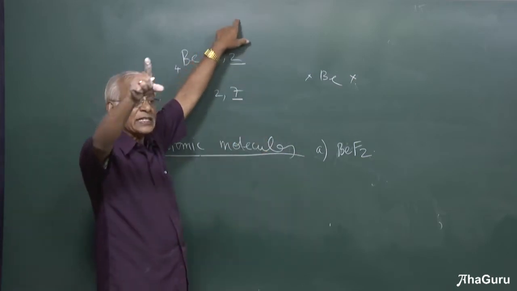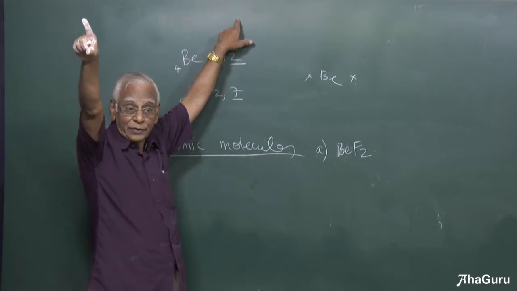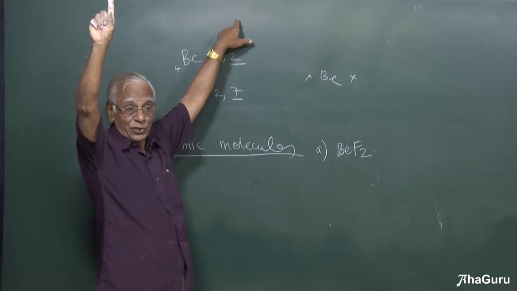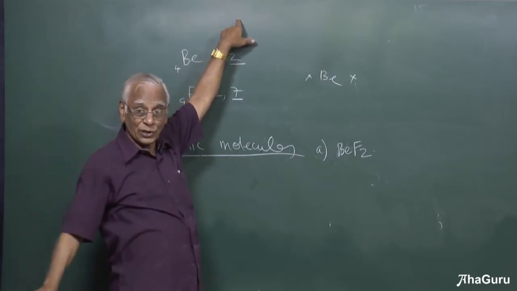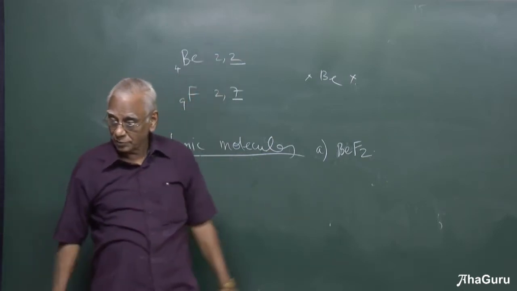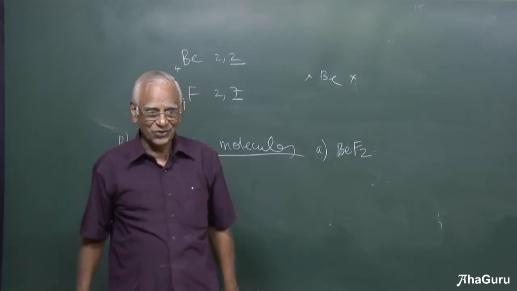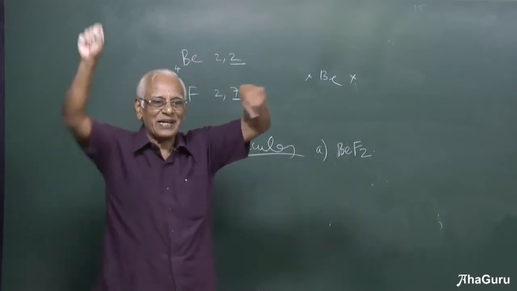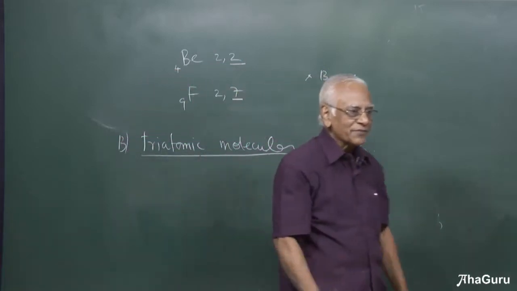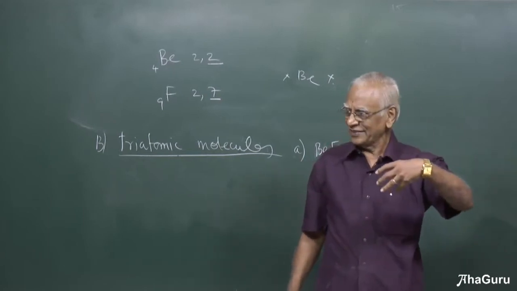First of all, the VSEPR theory is meant for the covalent compounds, not for the electrovalent compounds. In the covalent compounds only you put a single bond, double bond and a triple bond. Sodium chloride, do you put a sodium single bond chlorine? No. We put Na+ and Cl-. We do not put a bond. That itself is a bond there. Electrostatic force of attraction. Bond is a force of attraction, isn't it?